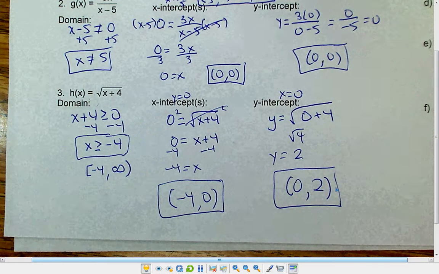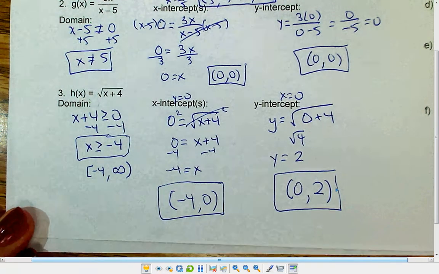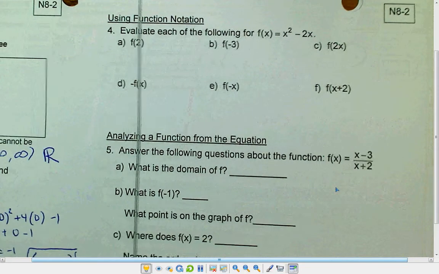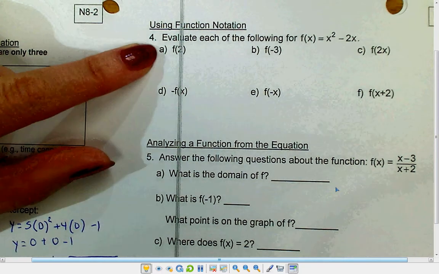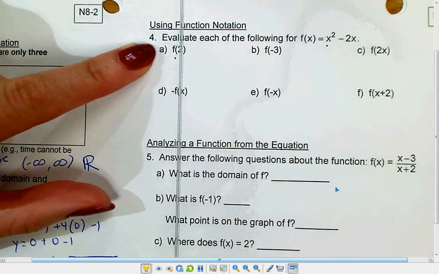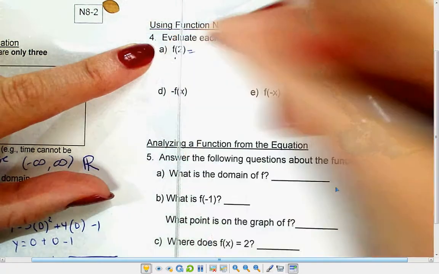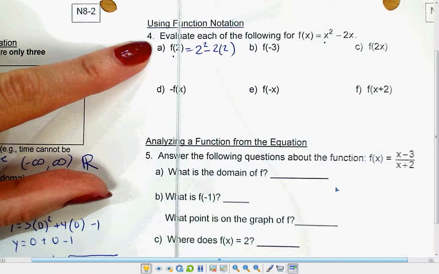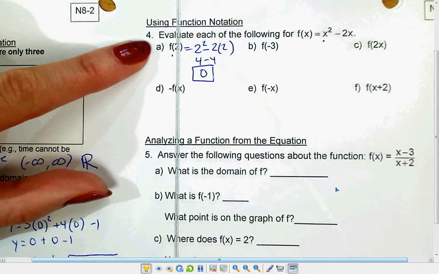Okay. So let's move on now to using function notation. So again, we're using equations. A lot of these are just plugging values in. So if we look at A, f of 2, we're just plugging in 2 for x and trying to find our answer. So when we plug in 2, it turns into 2 squared minus 2 times 2, which is 4 minus 4, which is just 0.